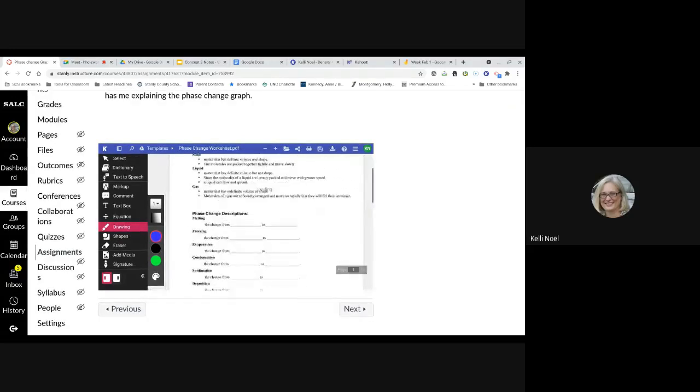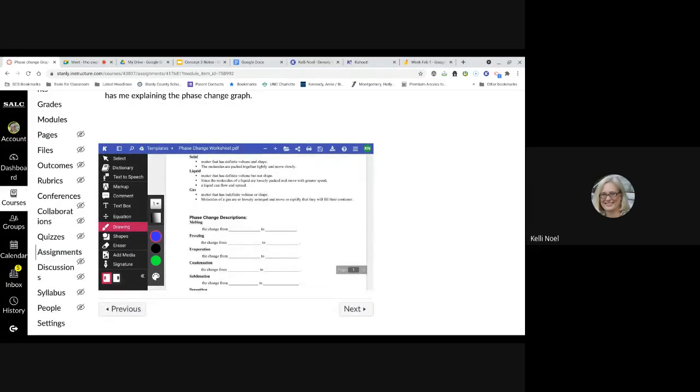And you should already know this. So melting, you're gonna change from what? Solid to liquid. Freezing, you're changing from liquid to solid.